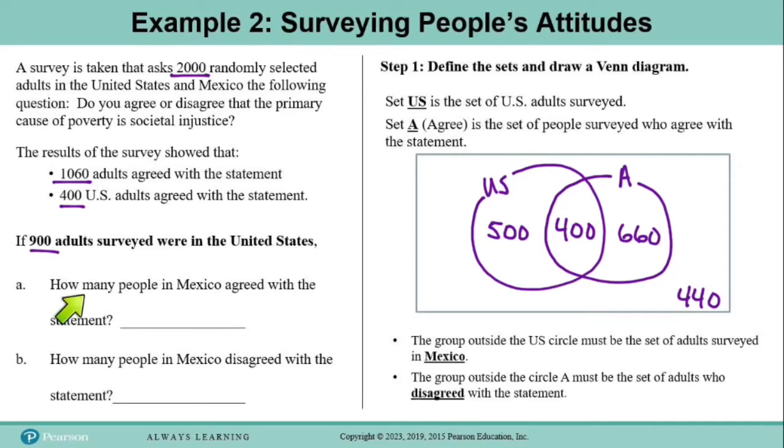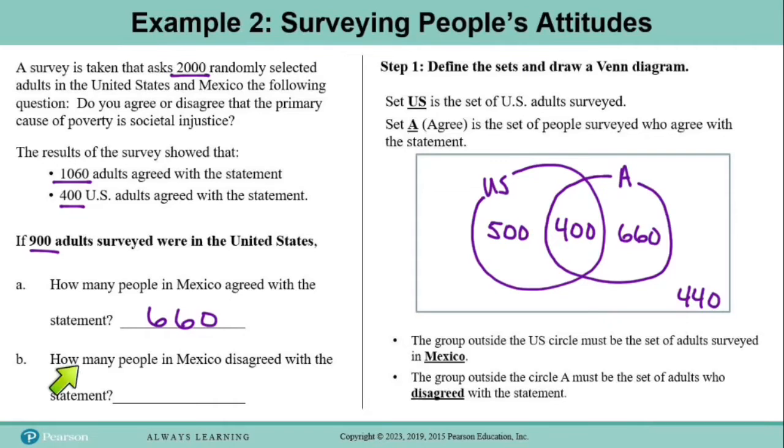So now when we look at our questions, how many people in Mexico agreed with the statement? Well, those are going to be the people who are inside of circle A, but outside of the U.S. circle. Okay, so inside circle A, but outside the U.S. circle. So that would be the 660 people here.